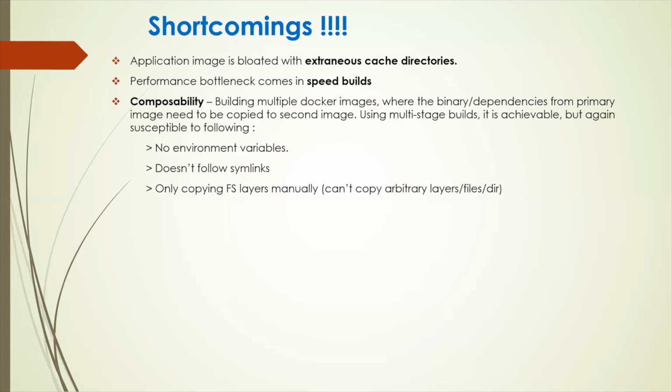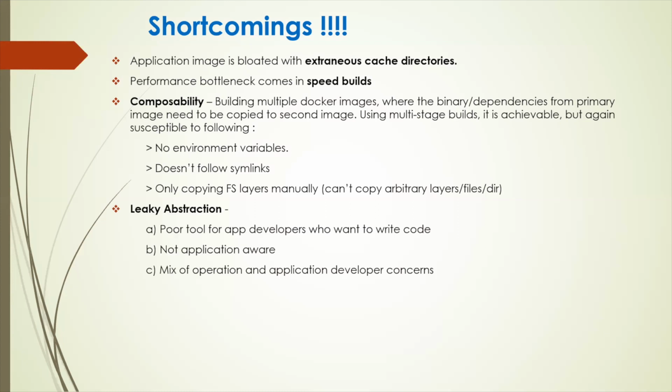But again, if you're using that, then you cannot use the environment variables directly. You cannot follow symlinks, and also file system layers have to be manually copied. So it has a leaky abstraction. So Dockerfile, I would say, is a very poor tool for application developers who want to actually write quality code. Basically, it's not application aware. When the developer is building the application, he must know what logic should be in that Dockerfile, which actually builds that quality image.